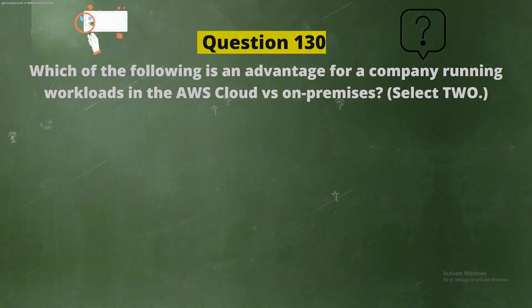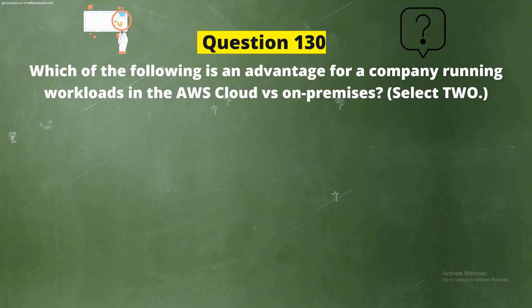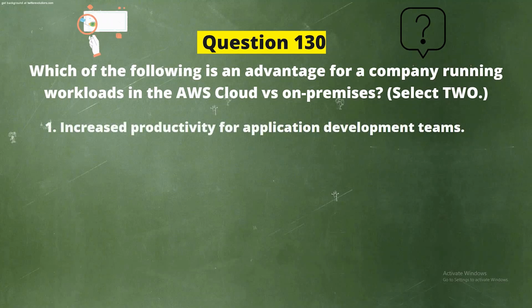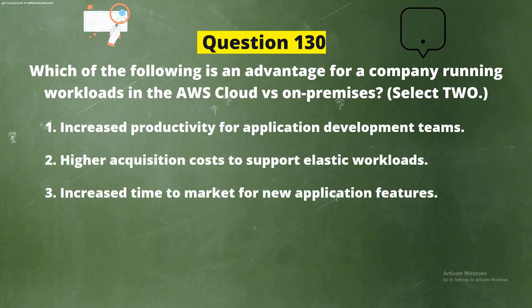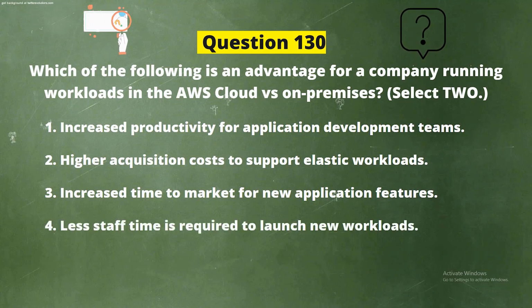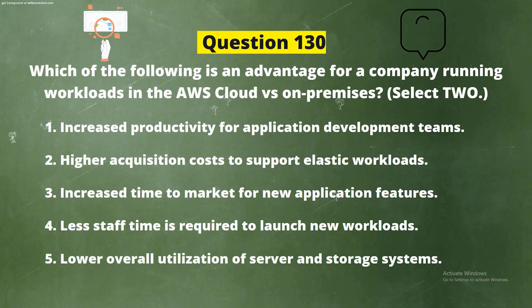Next question. Which of the following is an advantage for a company running workloads in the AWS cloud versus on-premises? Select 2. And the options are: Option 1. Increased productivity for application development teams. Option 2. Higher acquisition costs to support elastic workloads. Option 3. Increased time to market for new application features. Option 4. Less staff time is required to launch new workloads. Option 5. Lower overall utilization of server and storage systems.